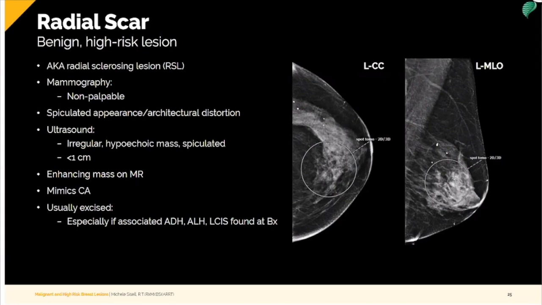Approximately 30% of cases of radial scar with atypia are associated with ductal carcinoma in situ, so DCIS, or tubular carcinoma. Therefore, they are usually surgically excised, especially if they are associated with ADH, ALH, or LCIS.